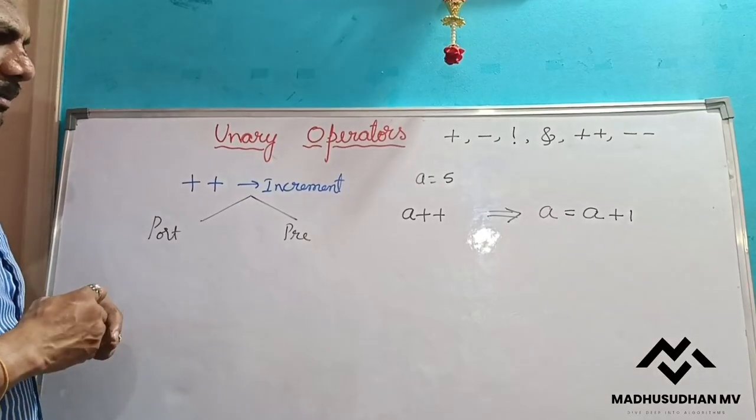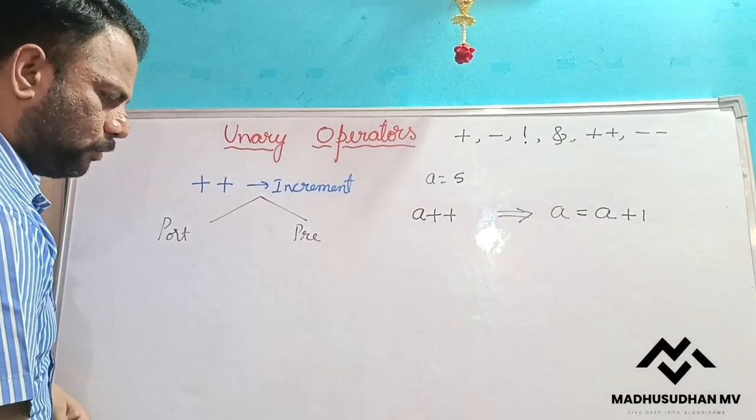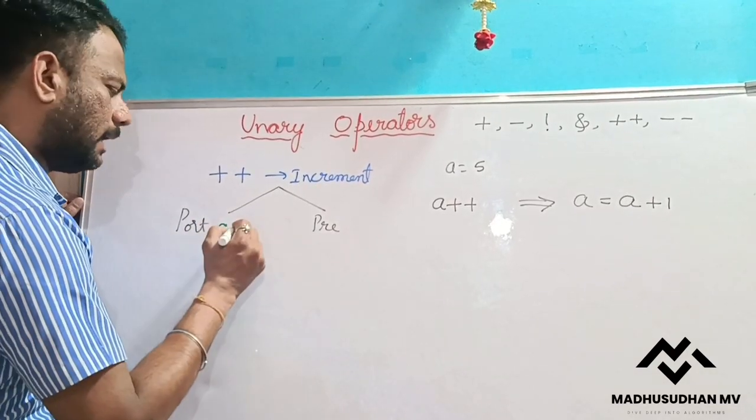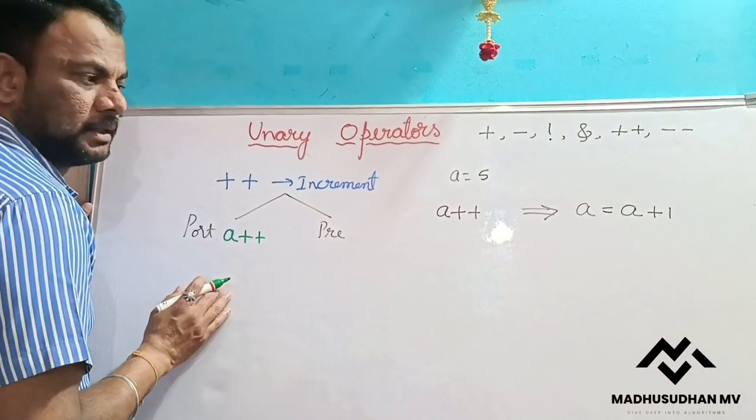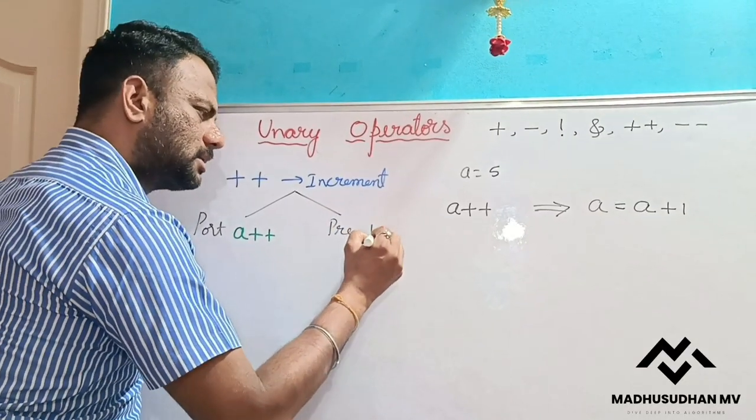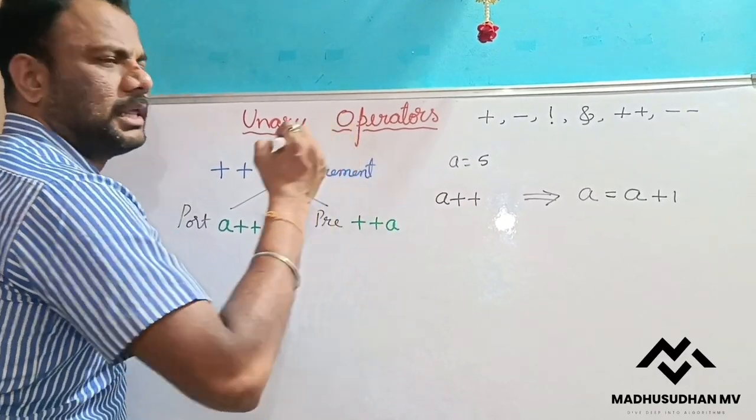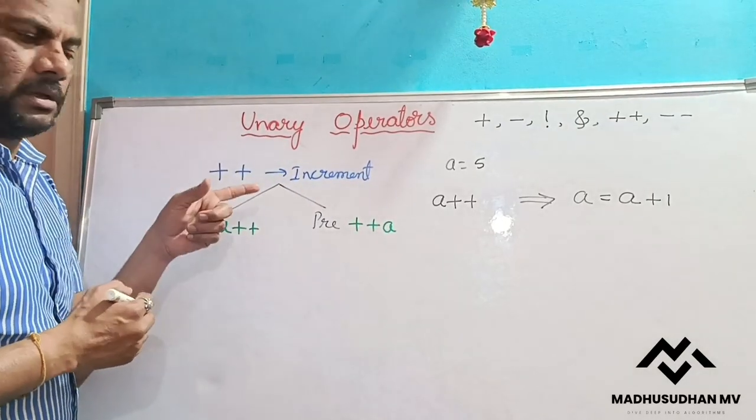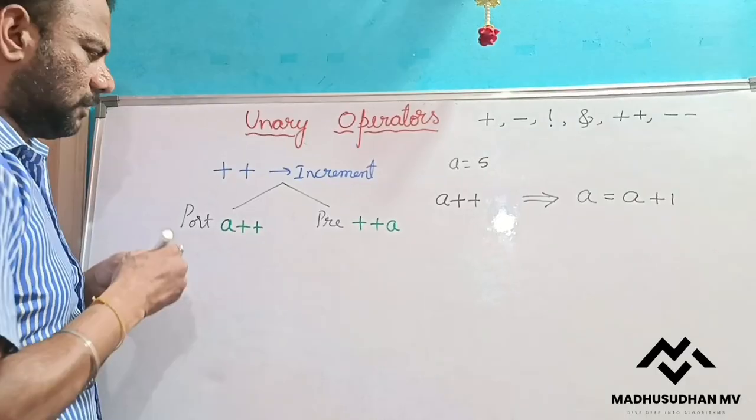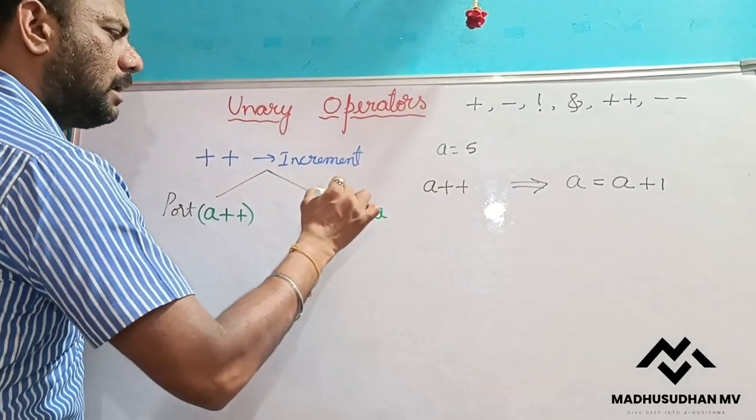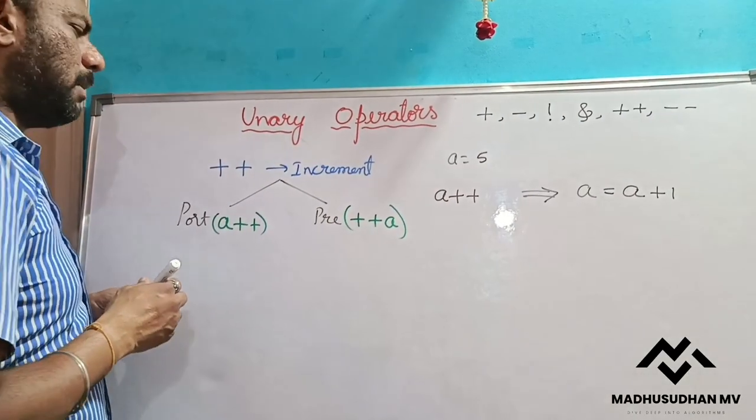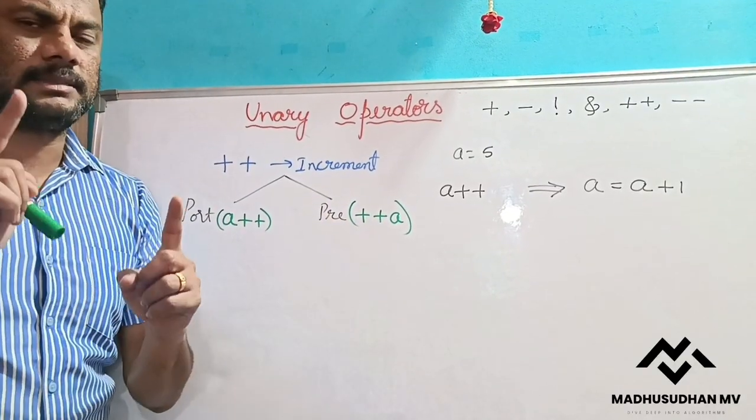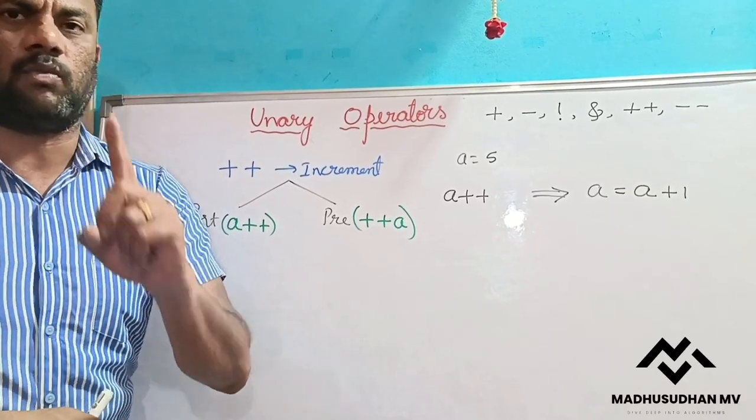Now, what do you mean by post increment? This is the example of post increment. Post increment means first the variable name and then we write plus plus. Pre increment means first plus plus, then the variable. Post means after the variable, and pre means first, before the variable. Both functionalities are the same: both increase the value of the variable by 1.